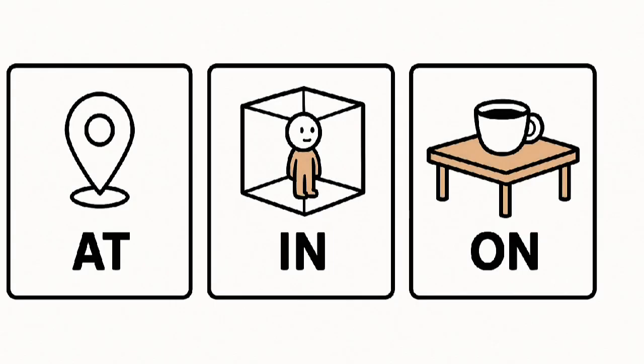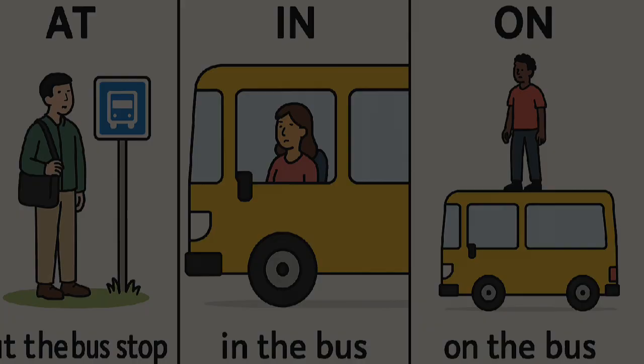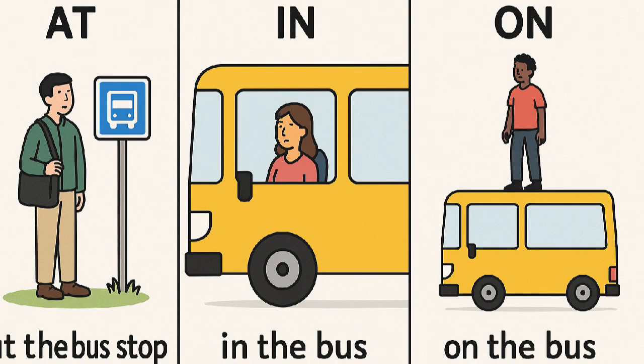Now let's compare on with in and at to understand how their meanings differ in real life. When you're waiting near the bus stop, you're at the bus stop. When you're sitting inside the bus, you're in the bus. But when you're using public transport like a bus or a train, we usually say on the bus because you're on the platform of the vehicle, not enclosed by it.